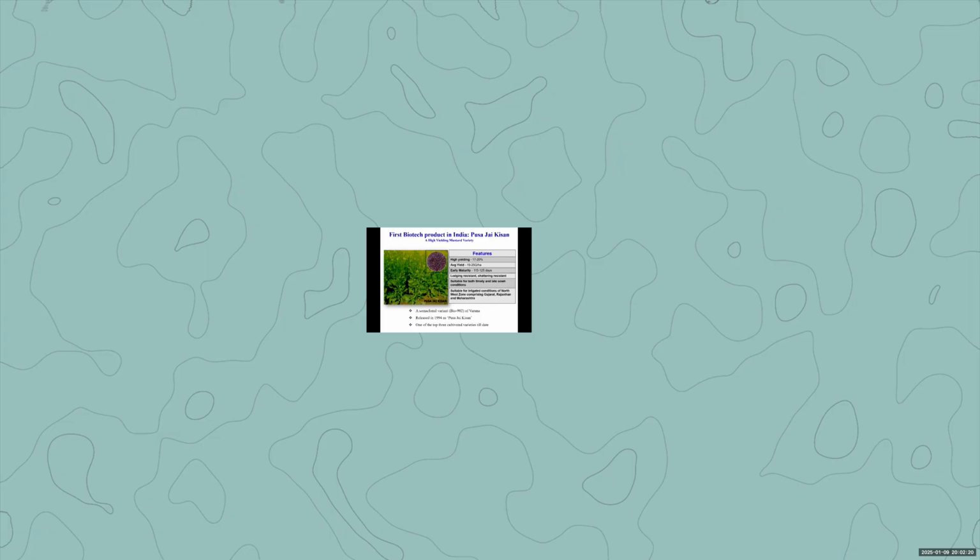So what is tissue culture? This is the first biotech product, Pusa Jai Kisan, which is a high yielding mustard variety. This is a somaclonal variant of the Varuna variety. It was released in 1994 and named Pusa Jai Kisan. And till date, it has third position among all farmers who are growing this Brassica.